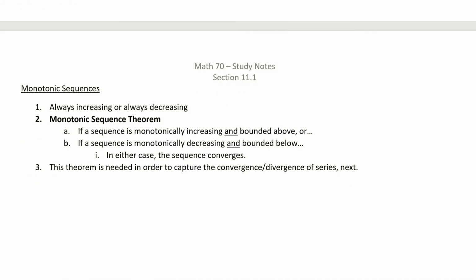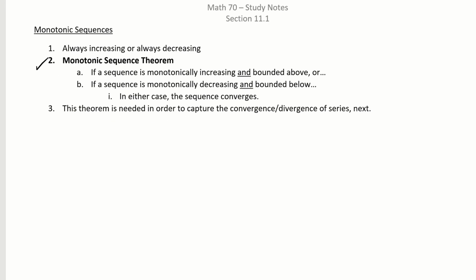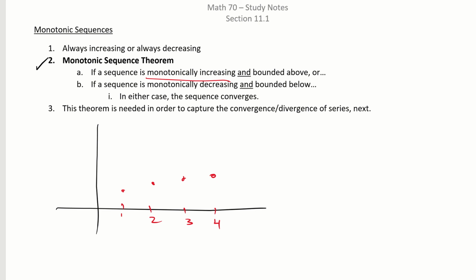So lastly, I just wanted to end this video by introducing the monotonic sequence theorem. It says the following. Remember when I graphed that thing and I had a picture of the graph, this guy, then this guy, then this guy, then this guy? This would be 1, this is 2, this is 3, and this is 4. Okay, there's two things. One, monotonic increasing means it's always increasing.